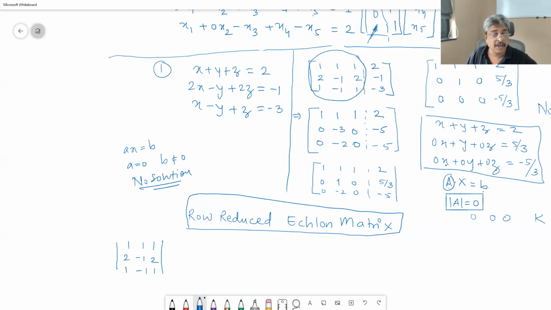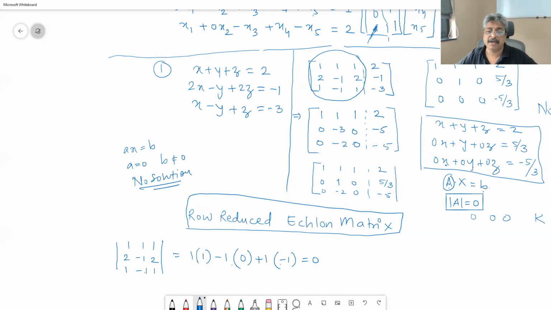Okay. So what is the determinant? 1 into minus 1 plus 2 is 1. Minus 1 into 2 minus 2, 0. Plus 1 into minus 2 plus 1. So 1, 0, minus 1, 0.